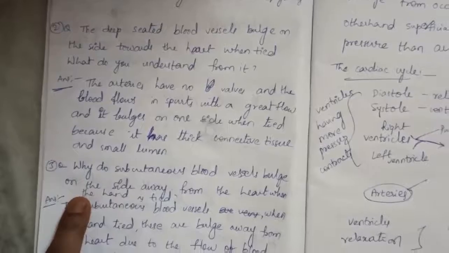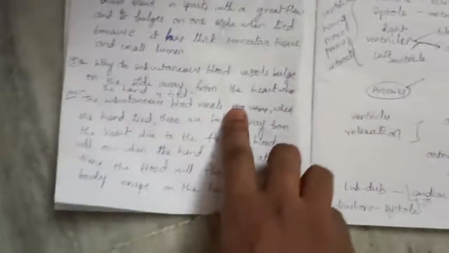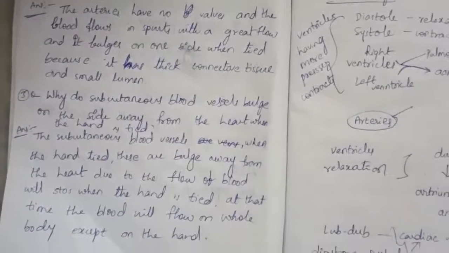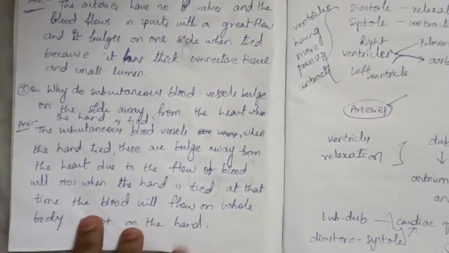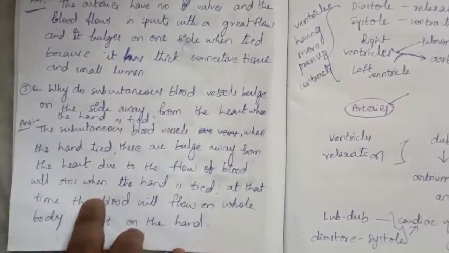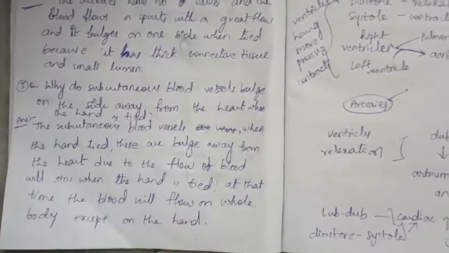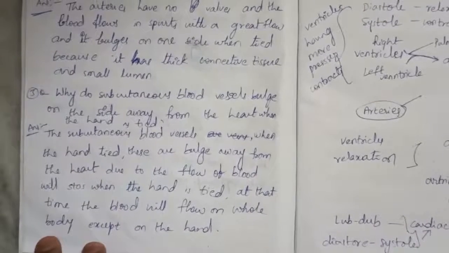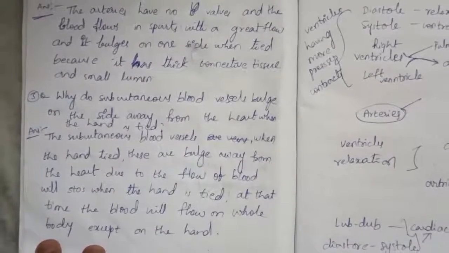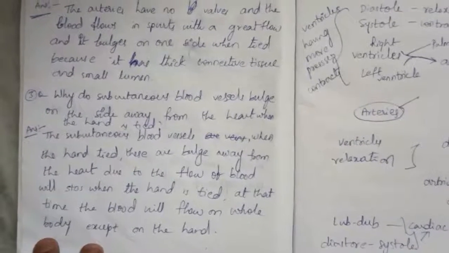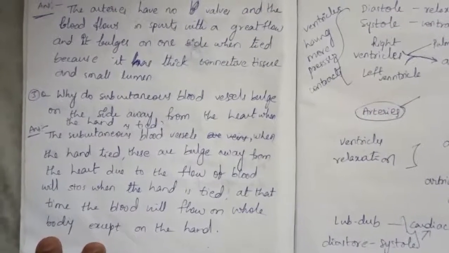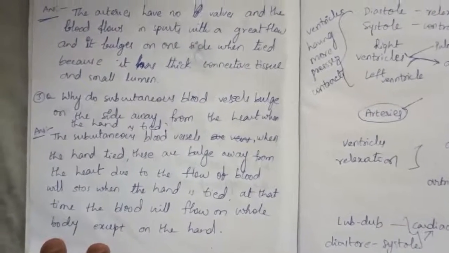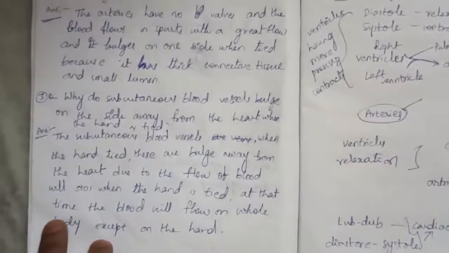And coming to the question, why do subcutaneous blood vessels bulge on the side away from the heart when the hand is tied? Yes, the subcutaneous blood vessels bulge away from the heart because the blood gets stored. When the hand is tied, the blood flows to the whole body except that hand. That's why the subcutaneous blood vessels bulge away from the heart, due to the tying of the hand. I think you got this answer also.